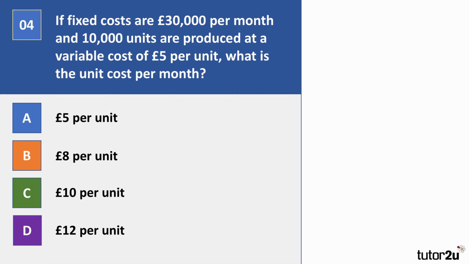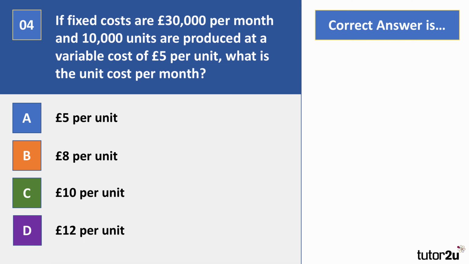Let's look at the calculations here. If your number came out at £8 per unit, I think you're right. So let's have a look. How do we get to £8 per unit?